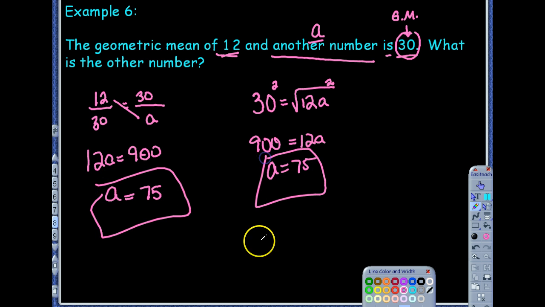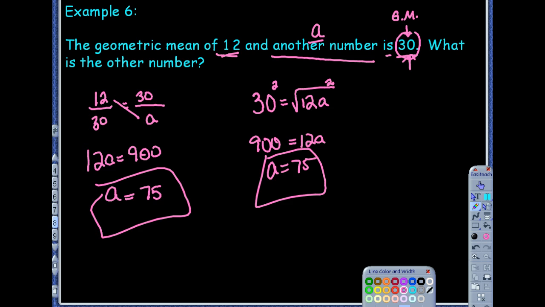Now, checking this, we know that 30 is a geometric mean, and we said that should be somewhere between the two numbers, and it is between 12 and 75. Exactly. So that's a basic check. What's another way you could check it? You could put that 75 into the formula, either the proportion or the formula, and solve and just make sure that it works.